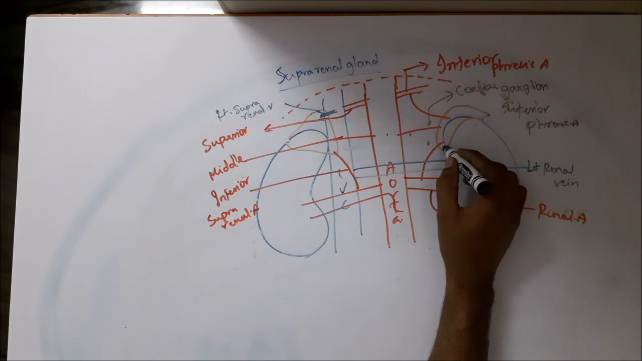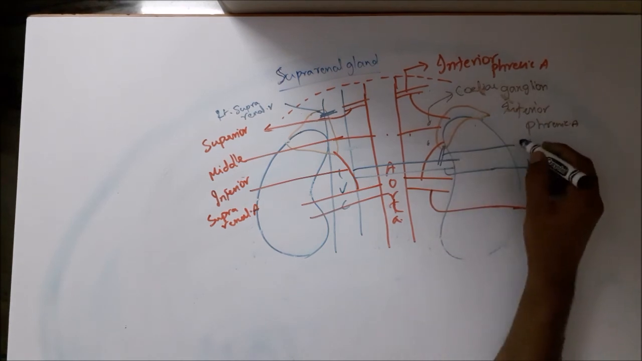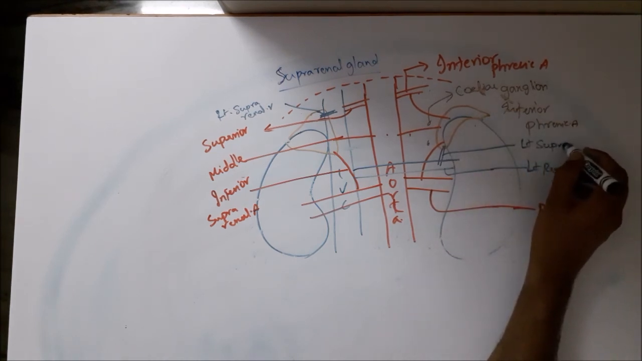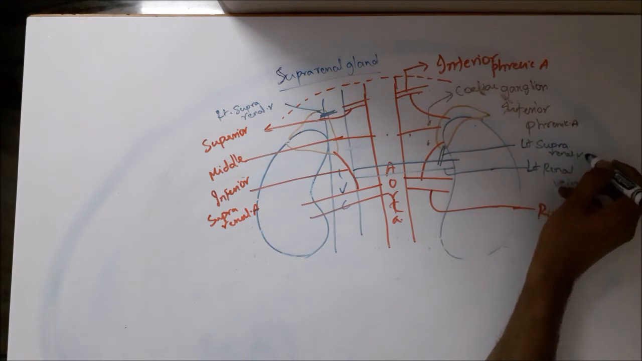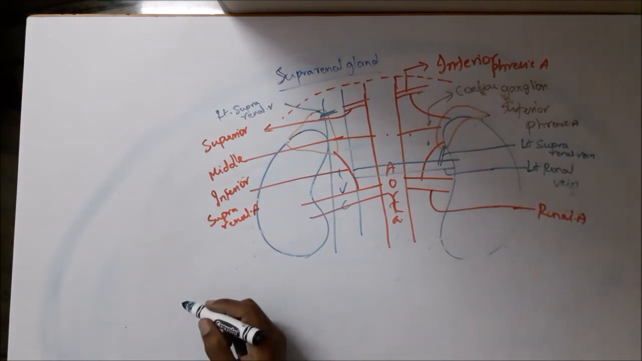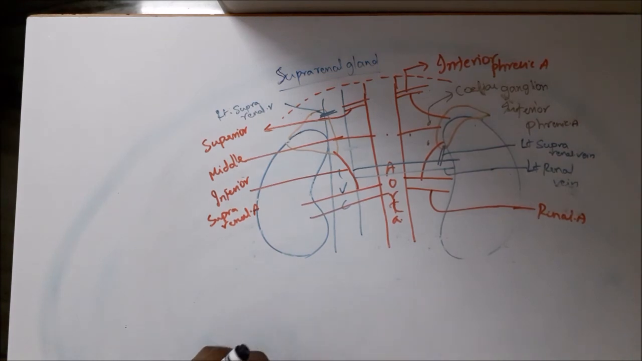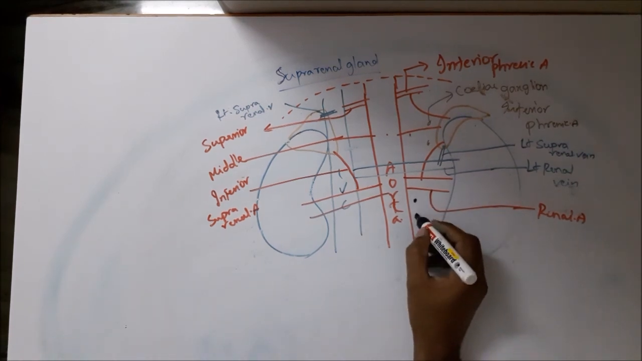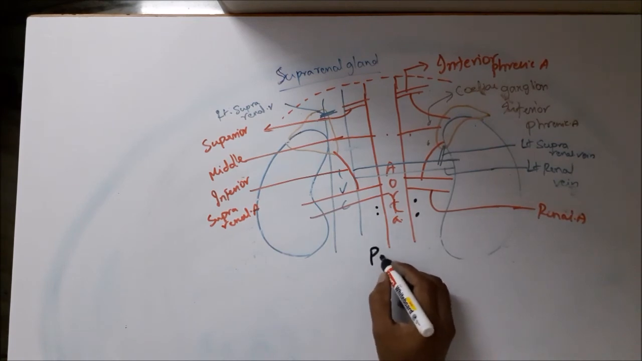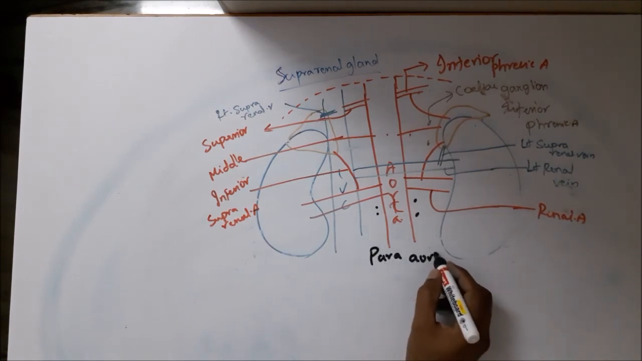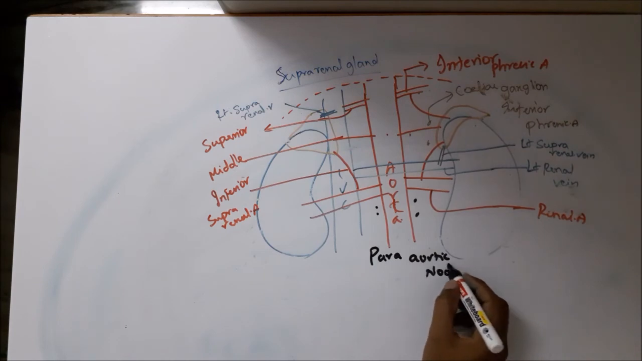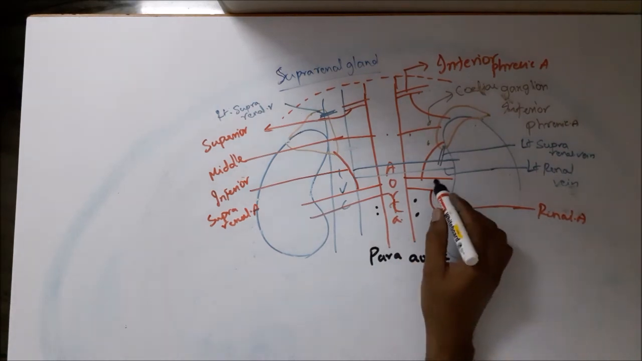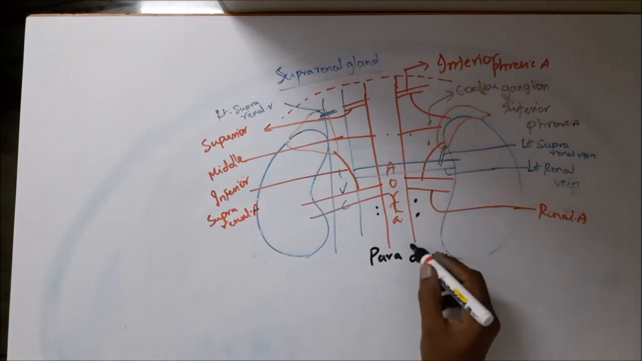So where is the hilum of the left suprarenal gland? It is in the lower end. So this is the left suprarenal vein, which is a tributary of the left renal vein. So that is the venous drainage of this suprarenal gland. Then we have one more thing. On either side of the aorta there are some lymphatics. These are the para-aortic nodes. So the lymphatics from these suprarenal glands are going into these para-aortic nodes.